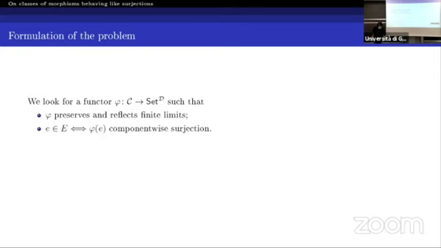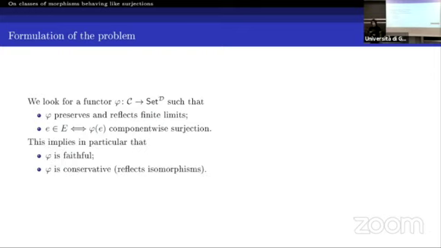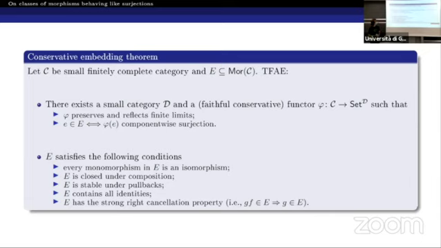And if you have those properties, it implies that phi is faithful and conservative. So namely, it reflects equalities and isomorphisms. So that's the formulation of the problem. And immediately I will give you the solution. So this is the main theorem I would like to present.